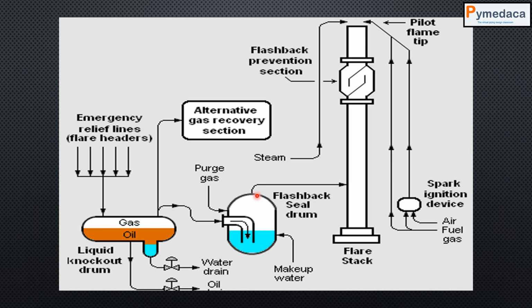So what I want you to understand is, when you see a flare, you should have three equipments in your mind. One is the knockout drum, another one is the makeup water drum, and you have the flare. The flare should have fuel gas supply and the flame supply. So these are the two things that support the flame ignition and flame initiation, we can say. So the gases travel from the knockout drum to the makeup water and are immersed in water, and then flow to the flare tip, where they will be burnt.